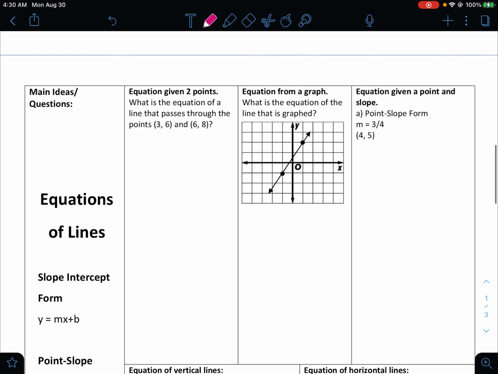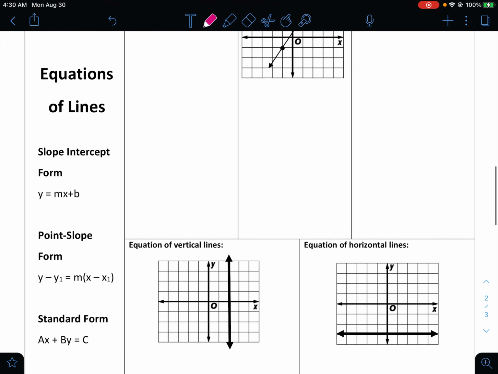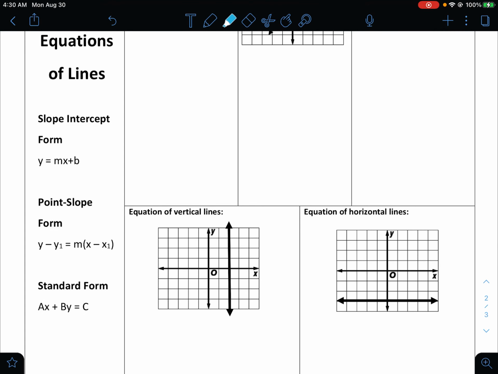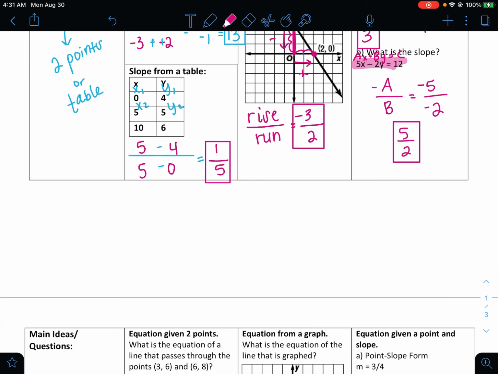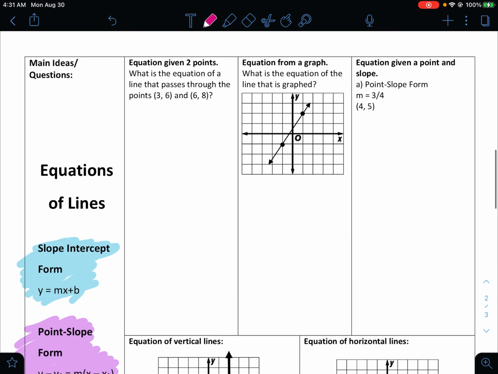All right, so now down here we're looking at equations of lines, and then off to the left here you see we have slope-intercept form right there. Then we have point-slope form, and then we have standard form, which we just did in this example right here. That's standard form.